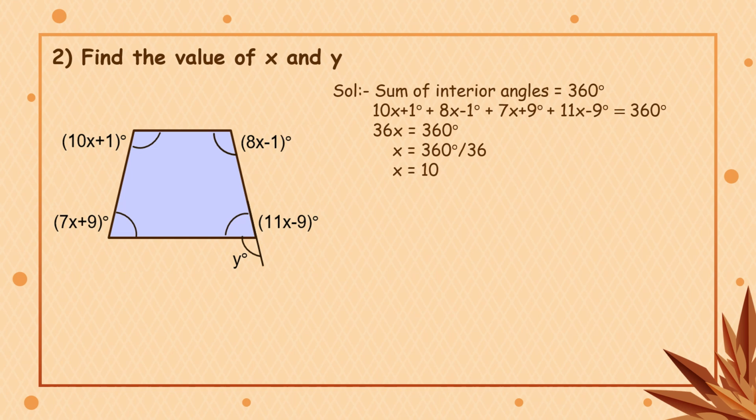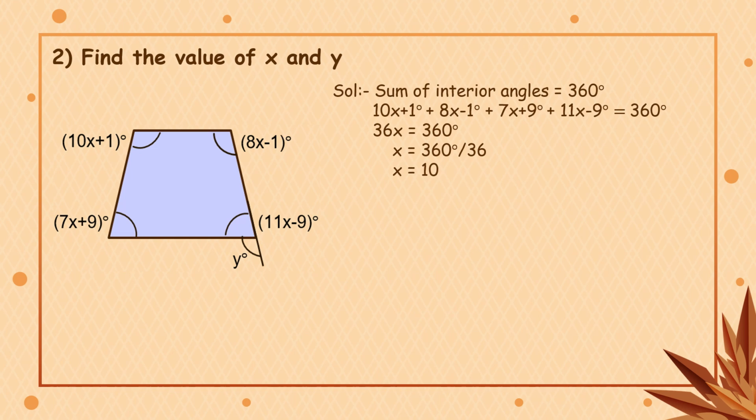Now first and foremost you're going to add the variables. We added the variables and we got 36x. Now add the constants. Plus 1 minus 1 cancel. Plus 9 minus 9 cancel. Plus 1 minus 1 is 0, and plus 9 minus 9 is also 0. So 36x is equal to 360 degree. x is equal to 360 by 36. x is equal to 10.